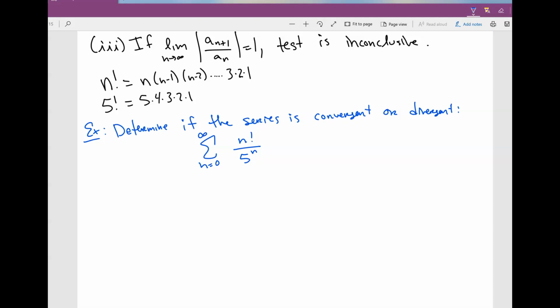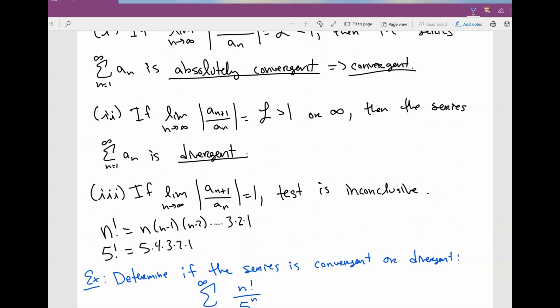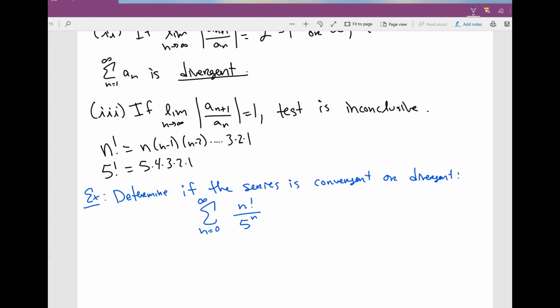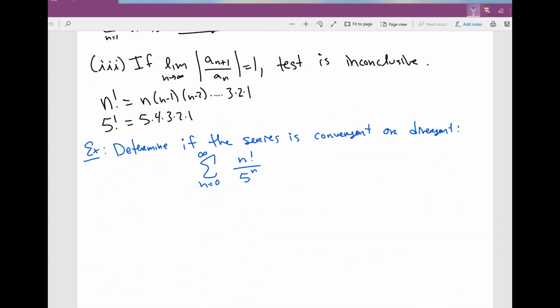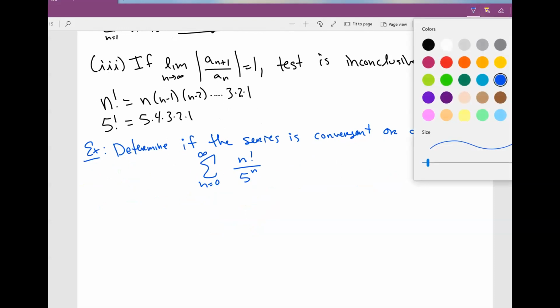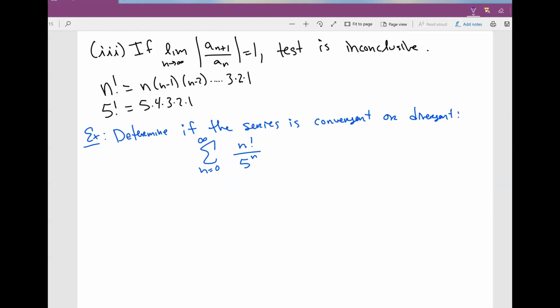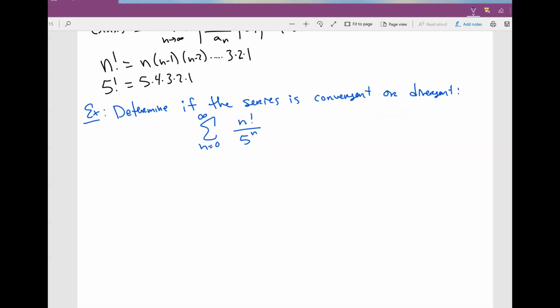Because this has a factorial, the ratio test might be a really good way to do it. You definitely do not want to use the integral test here, and this is not an alternating series. This is definitely not a p-series either. It looks kind of like a geometric series, but you have a factorial on the top. The comparison test is probably not the best way to do it. So let's go ahead and use the ratio test.